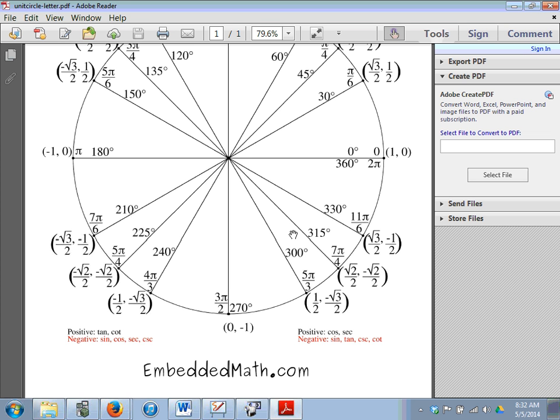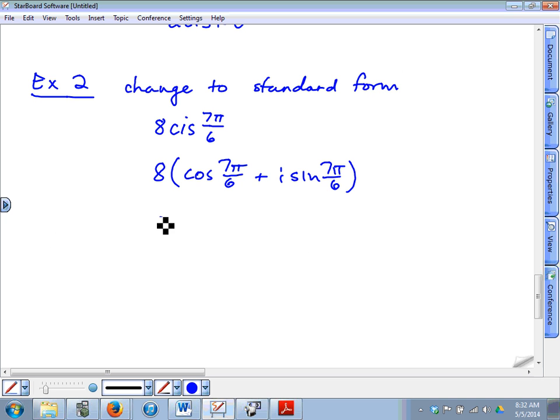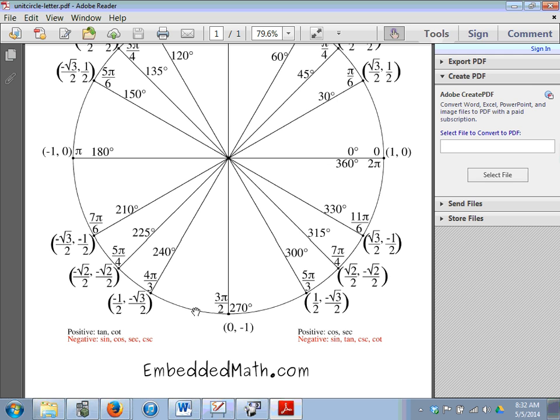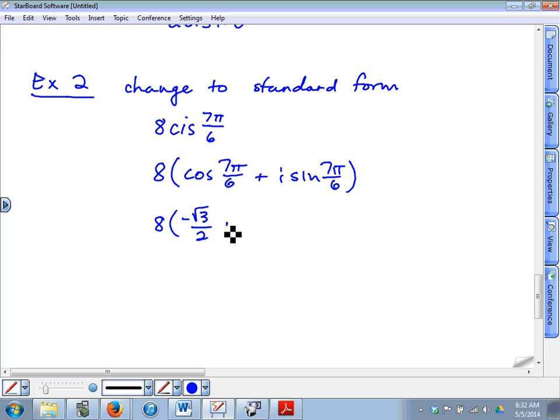So the cosine of 7 pi over 6 is negative root 3 over 2. So this is going to be 8 times negative root 3 over 2. And then the sine of 7 pi over 6 is negative 1/2, so that's going to be plus negative 1/2. Don't forget the i. Now what do we do with that 8? Distribute to both terms, yep.